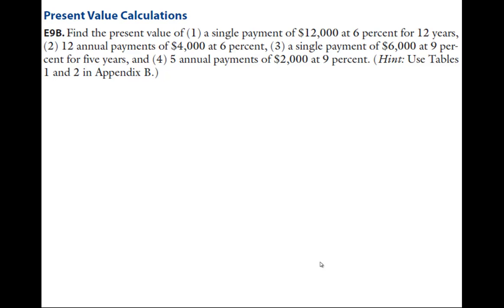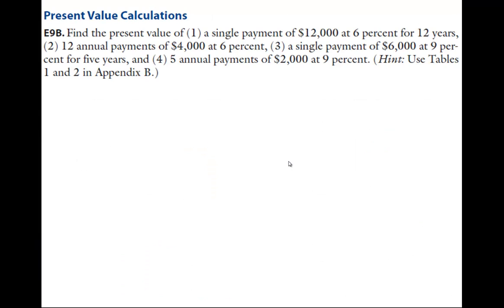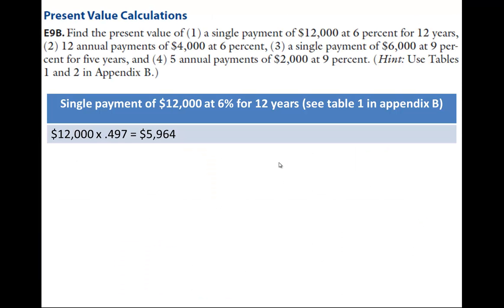So we're going to switch to table 1 and show how we find the factor that we need with the 6% and the 12 years. You'll notice we have 6% and then our periods, 12 years. So one time each year, we have 12 periods times our 6%, which is 0.497. We then take that factor of 0.497 times our $12,000, which is the single payment amount we want to have in 12 years.